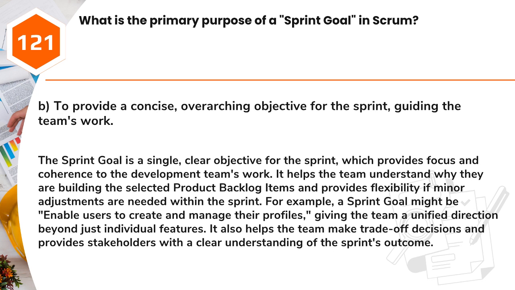Answer: B. To provide a concise, overarching objective for the sprint, guiding the team's work. The sprint goal is a single, clear objective for the sprint, which provides focus and coherence to the development team's work. It helps the team understand why they are building the selected product backlog items and provides flexibility if minor adjustments are needed within the sprint. For example, a sprint goal might be, enable users to create and manage their profiles, giving the team a unified direction beyond just individual features. It also helps the team make trade-off decisions and provide stakeholders with a clear understanding of the sprint's outcome.